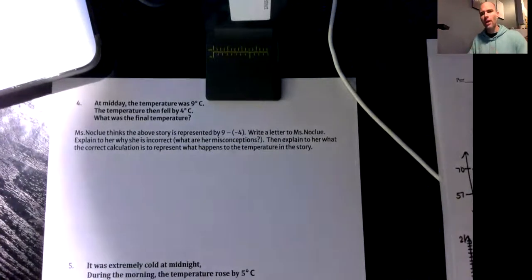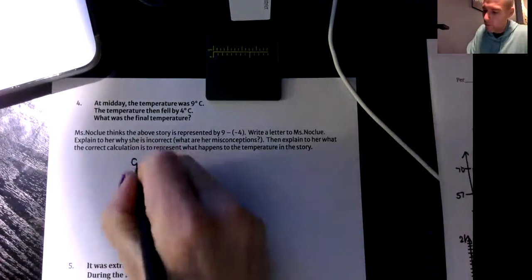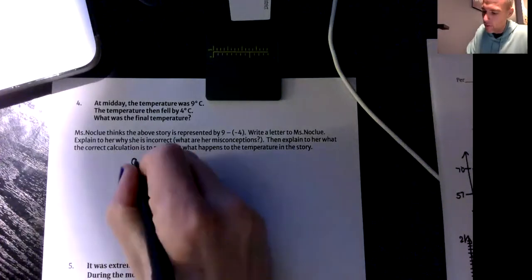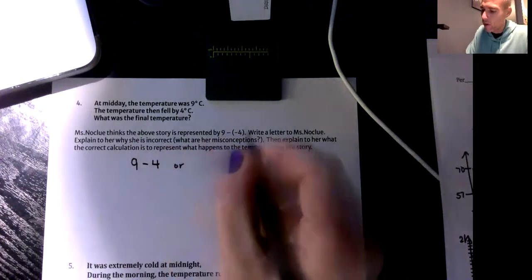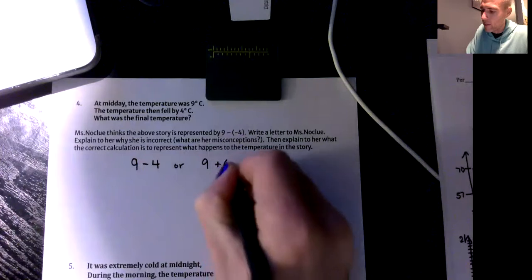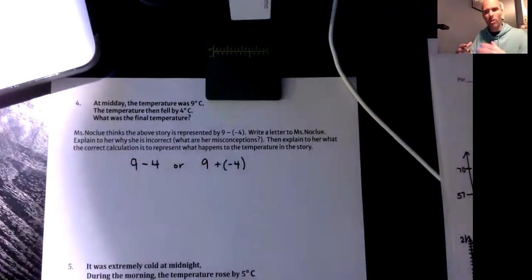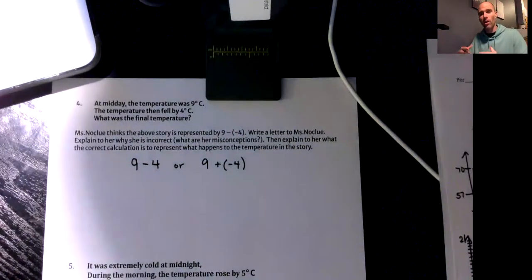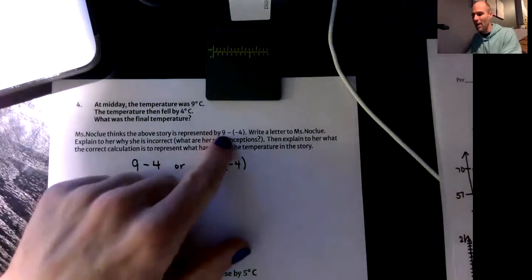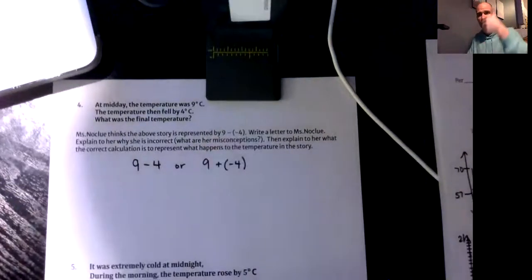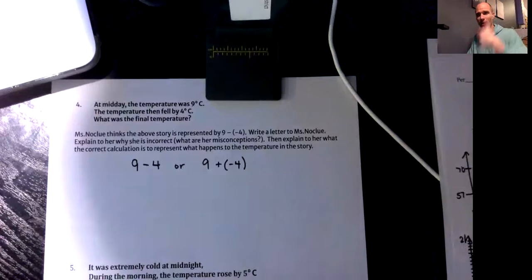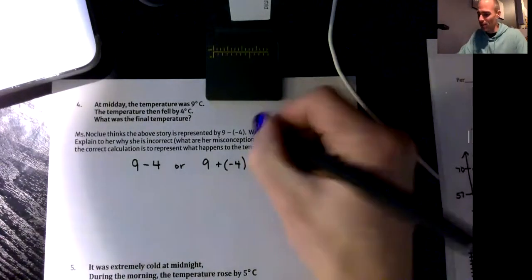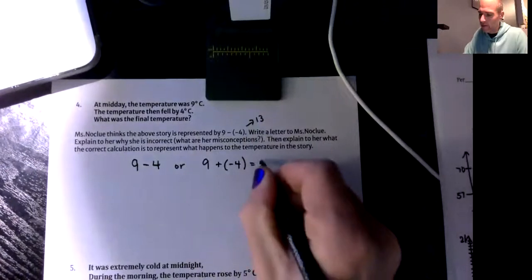So hopefully you explain to Ms. No Clue that the proper way to do this question would either be to do 9 minus 4 or 9 plus negative 4, because we want our temperature to be lower than where it was when we started, lower than 9. And 9 minus negative 4 is actually increasing temperature, right? Minus a negative is like adding a positive. So the answer to this would be 13. That's not what we want. The answer to both of these would be 5.